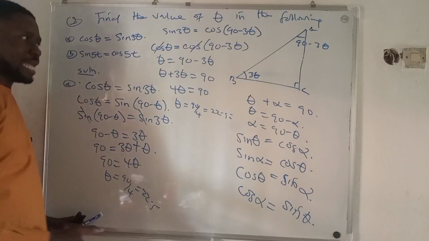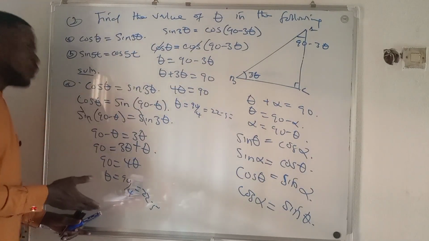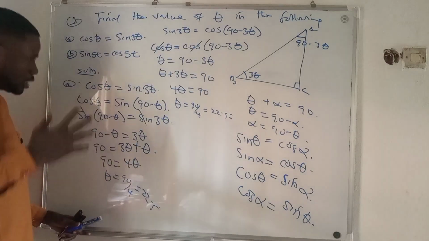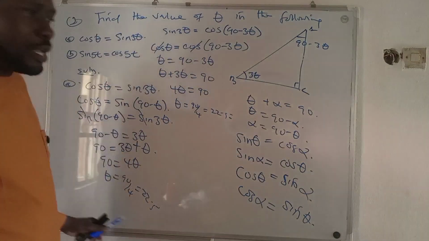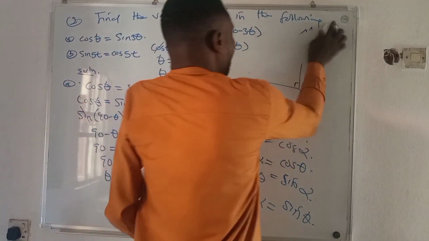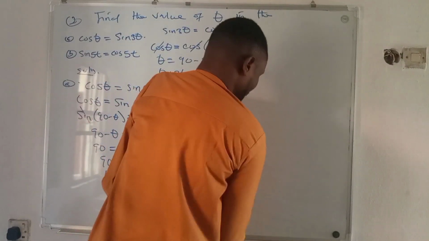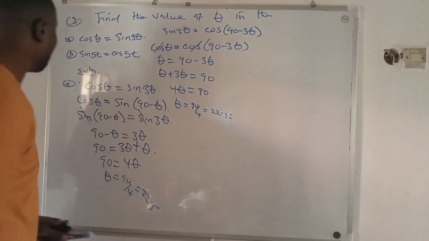The main idea is that you want to ensure that the trig ratio at both sides must be equal. The trig ratio at both sides must be equal. That's the main thing. Now let's quickly take the second one.